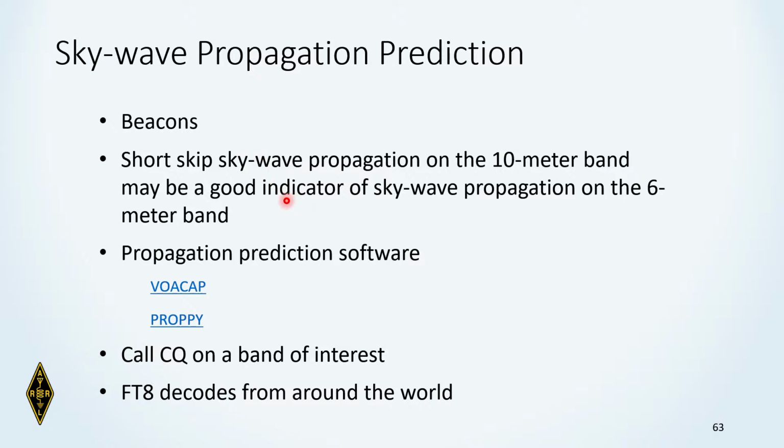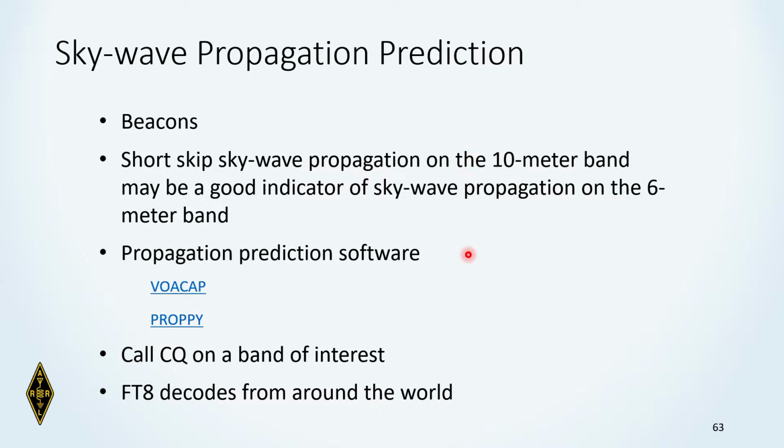And this is just a piece of general information. If you're seeing skip on 10 meters, long distance on 10 meters, it might be a good indicator that 6 meters might be open as well. A lot of people never check 6 meters because it's closed so much of the time, but when things are really booming on 10, it's worth a look.